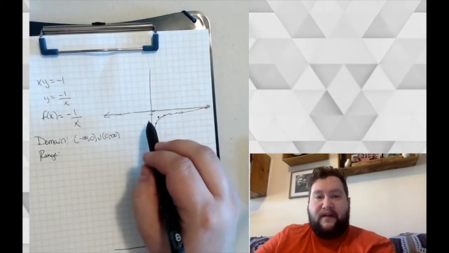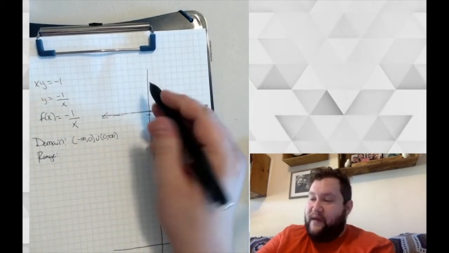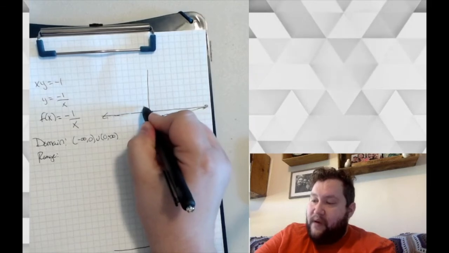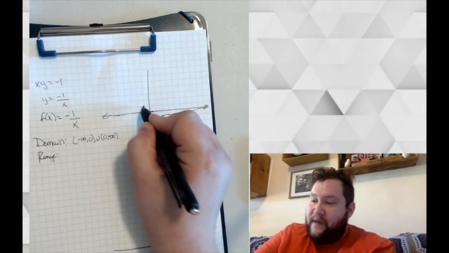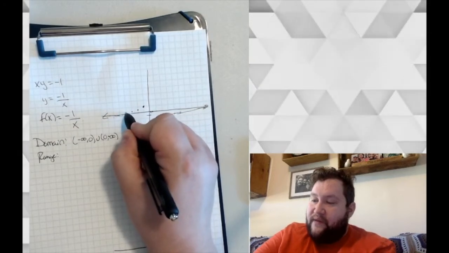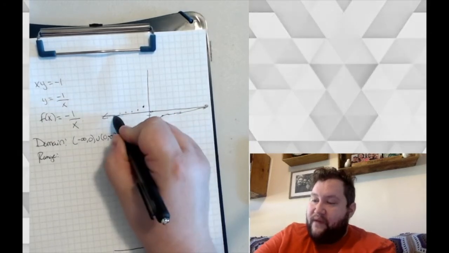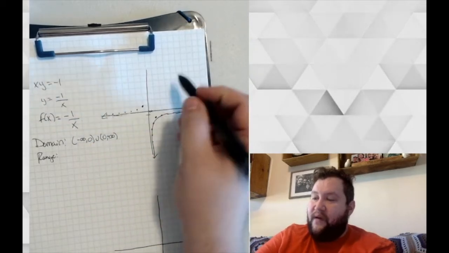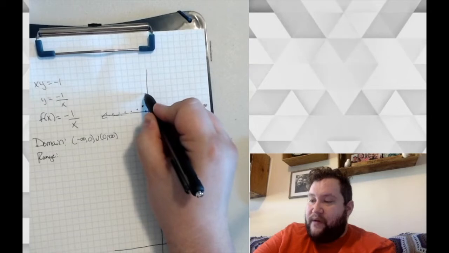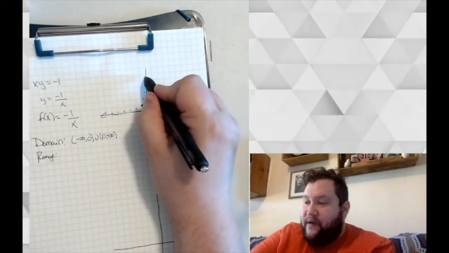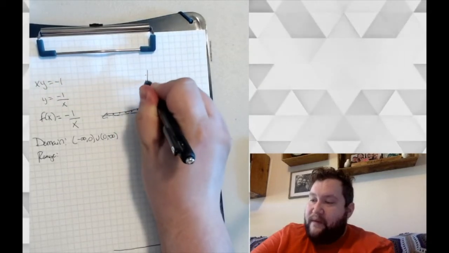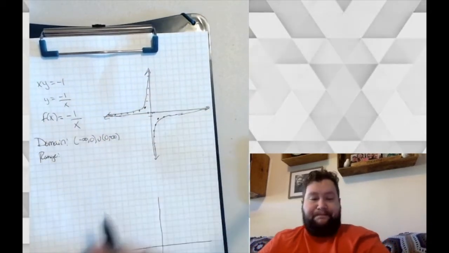And then let's look at the left of our 0. So at negative 1, we're at 1. Negative 2, we're at a half. Negative 3, we're at a third. Negative 4, we're at a quarter, a fifth, sixth, seventh, and so on. But at negative a half, we're at 2. Negative a third, we're at 3, 4, 5, 6, and so on. So it looks something like that.